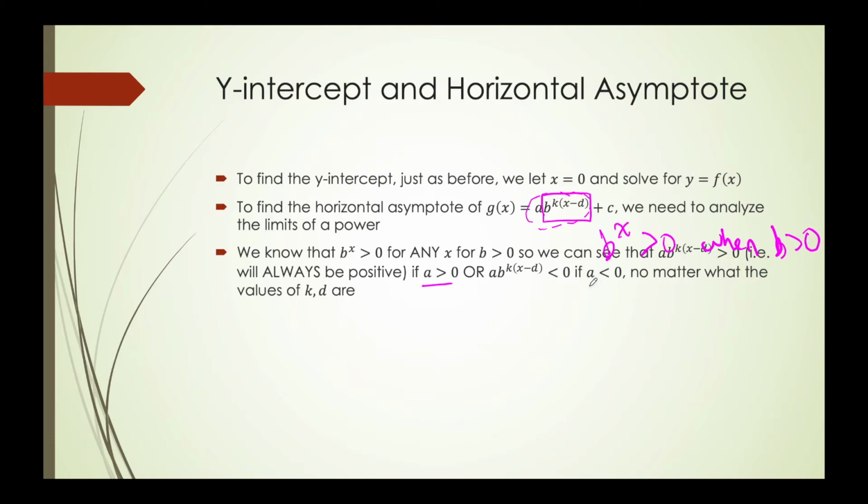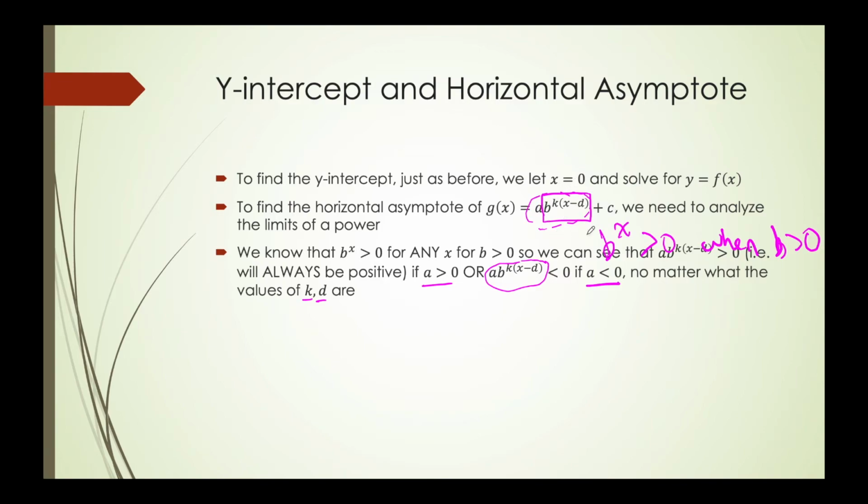But if a is less than 0, then the whole entire power here will be less than 0. So what we notice is that we only have two options. This power is either completely above 0 or completely below 0. So we already noticed something very important. The k and the d value didn't have any effect at all. So the only two variables that affected the most are the a and c value.